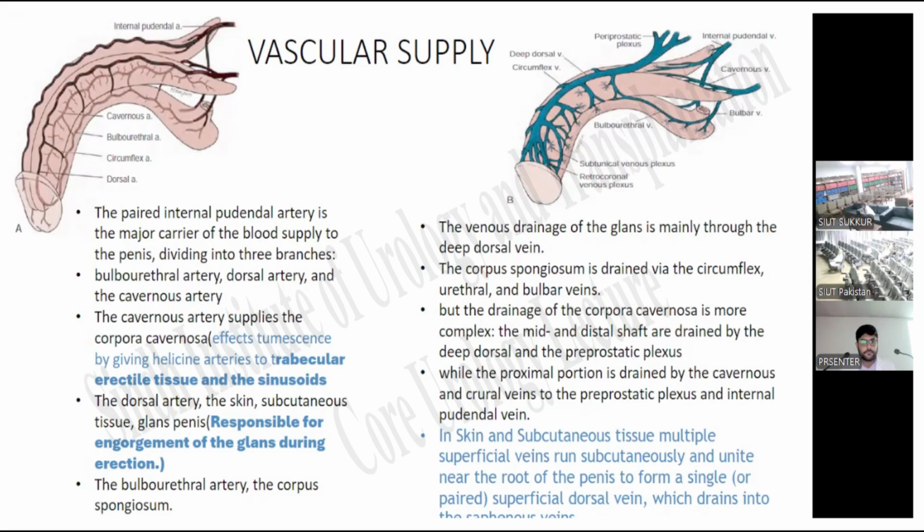So when we are going to do the cavernosography, which is the CT cavernosography, which we do for venous leakage, we should know the anatomy of this venous supply to know from which part and which side the venous leakage occurs, and to which vein it is draining, like the penile vein, femoral vein, or it could be superficial or it could be deep.